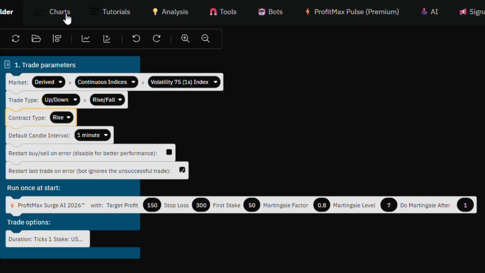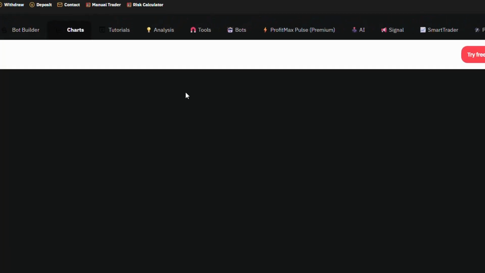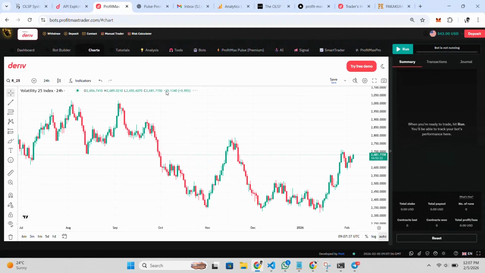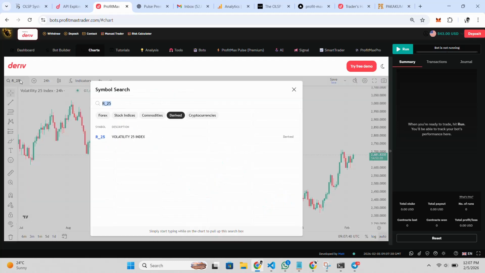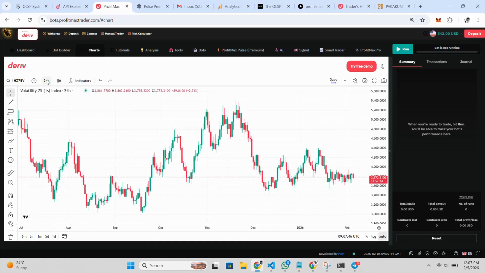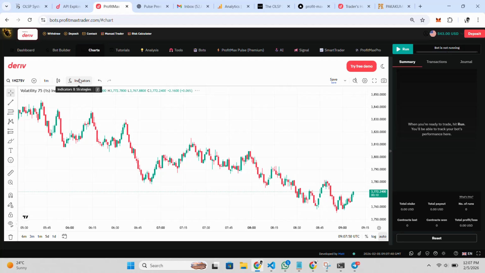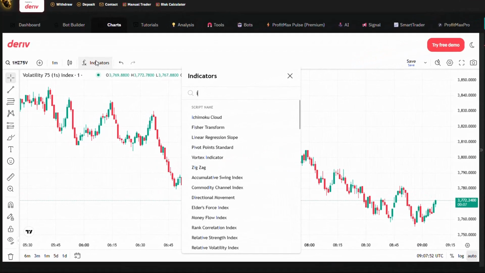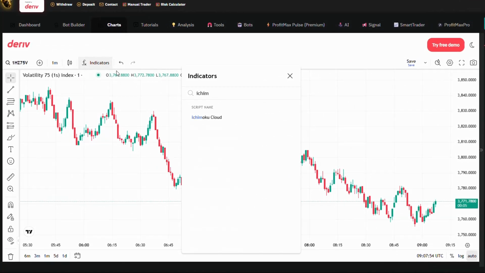And that is why you see when you use a site like this one, you can access the chart. At the same time, you can see on the top right-hand side there, you have the run button. It's very easy for you to enter for rise and fall trades. So let's look at volatility 75 1s, and we're going to use 2 indicators. The first one is the Ichimoku Cloud.